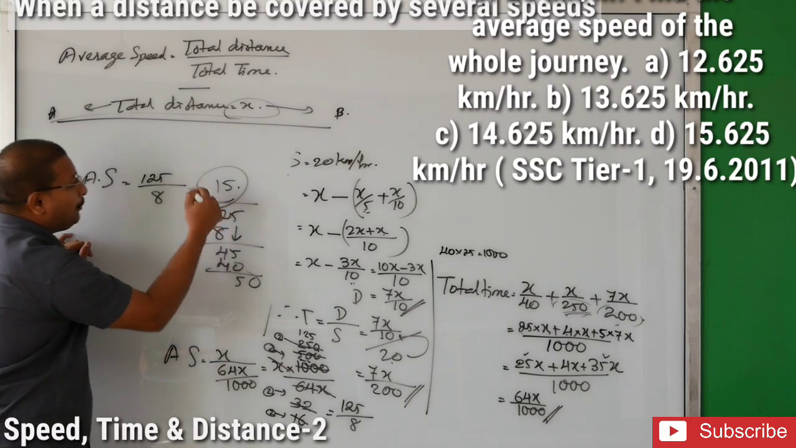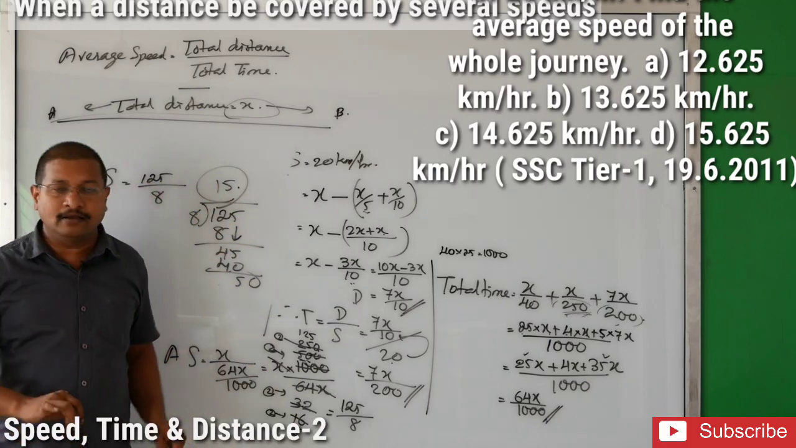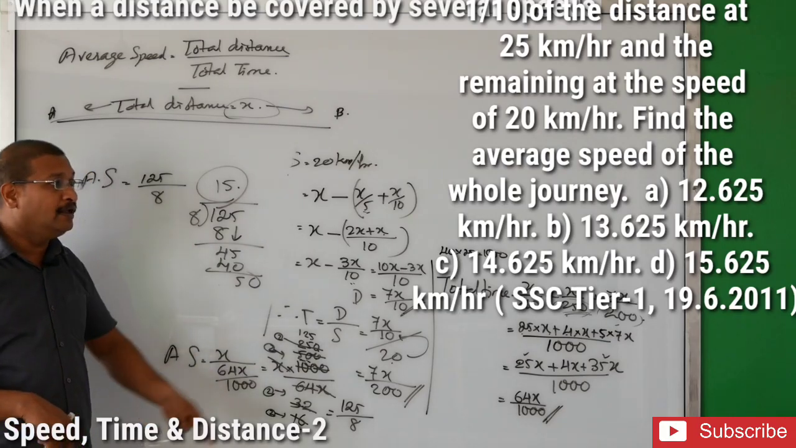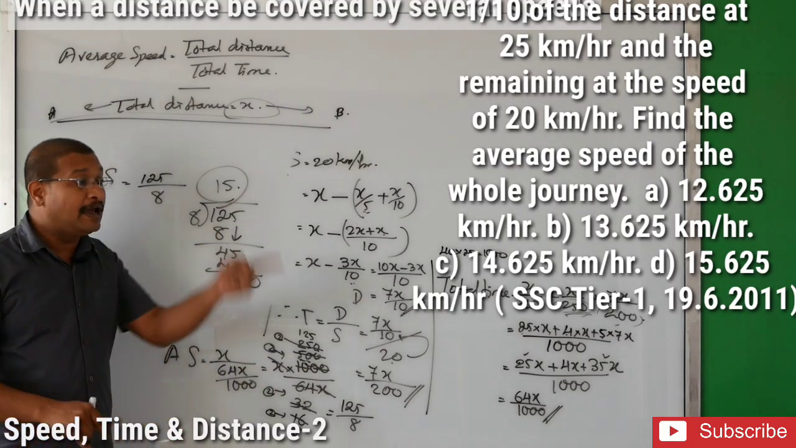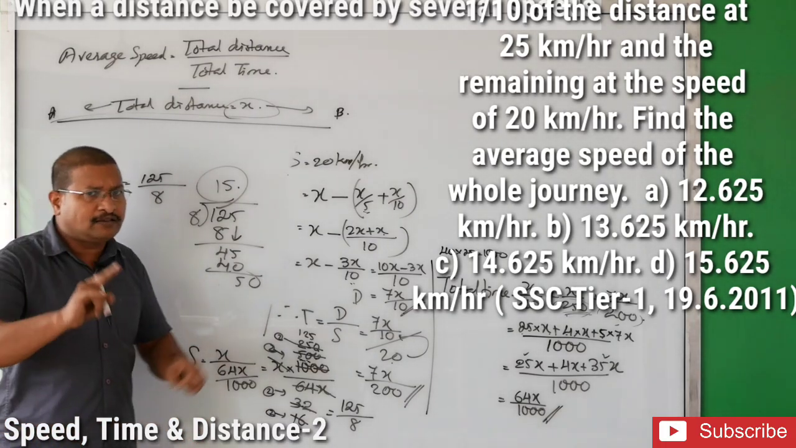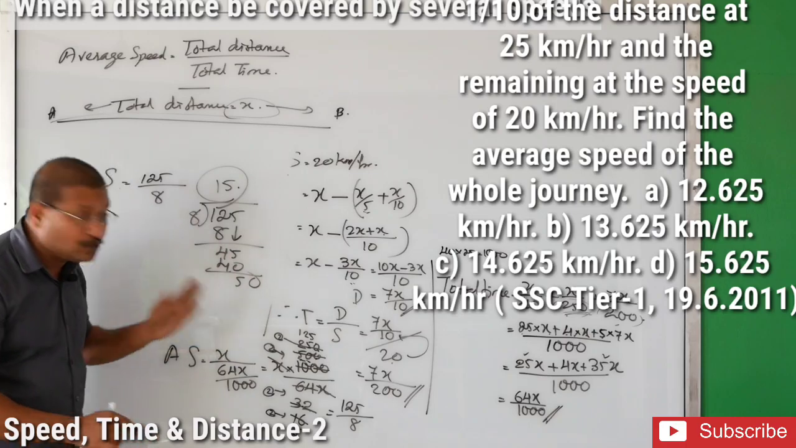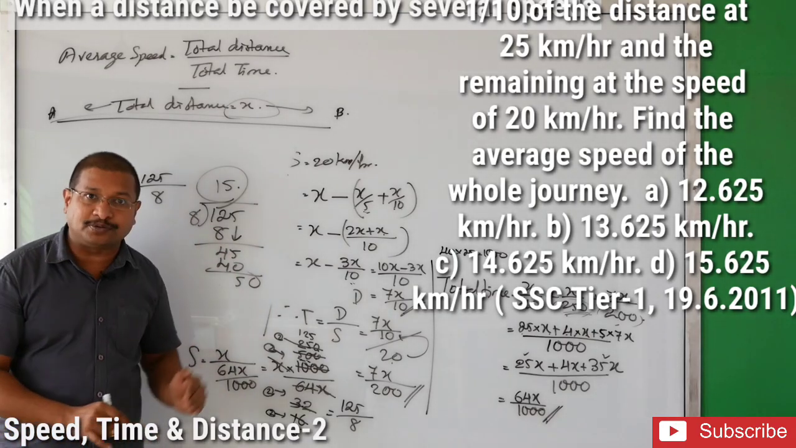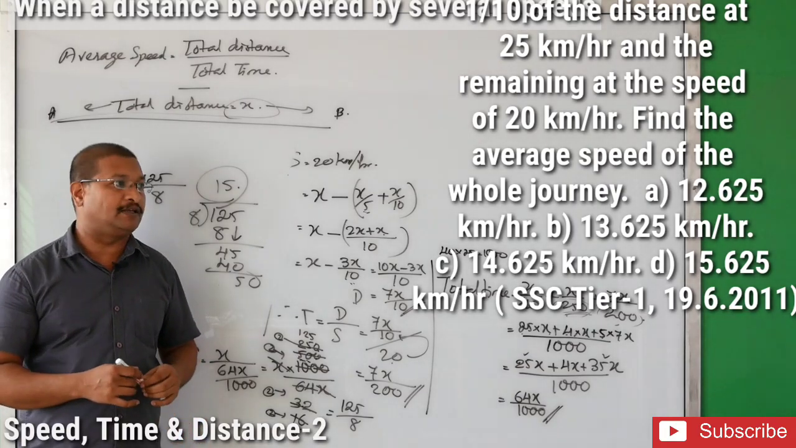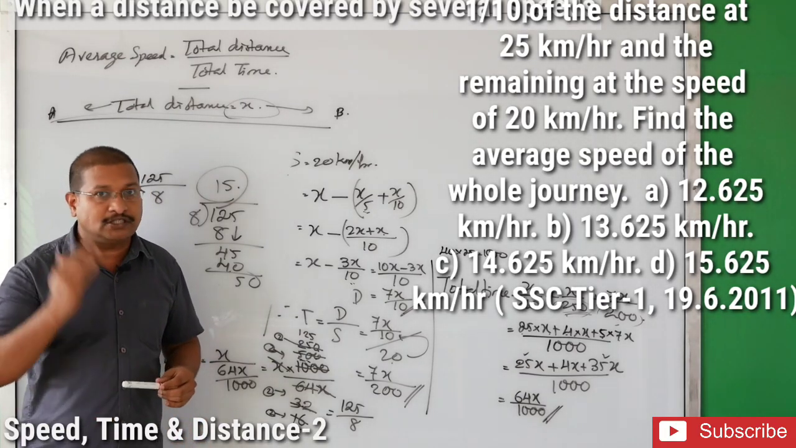Now see, 15 point. See the options. First option is 12 point. Second option is 13 point. Third option is 14 point. And the fourth option is 15 point. That means surely 15. The last one will be the right answer. No need to do the balance, isn't it? So the right option is D. That is 15.625 kilometer per hour. Ready? So this is the right answer.